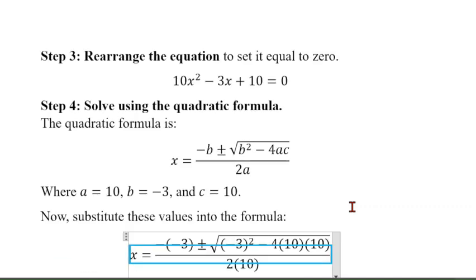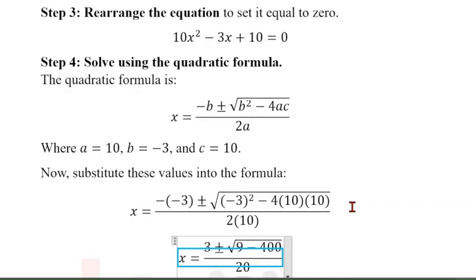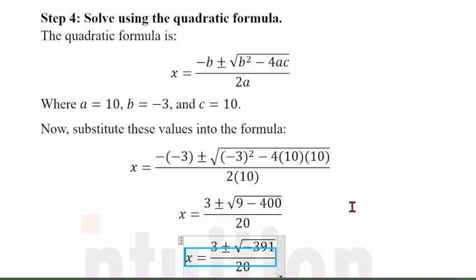x equals negative (minus 3) plus or minus the square root of (minus 3) squared minus 4 times 10 times 10, all over 2 times 10. x equals 3 plus or minus the square root of 9 minus 400, over 20, which equals 3 plus or minus the square root of minus 391, over 20.